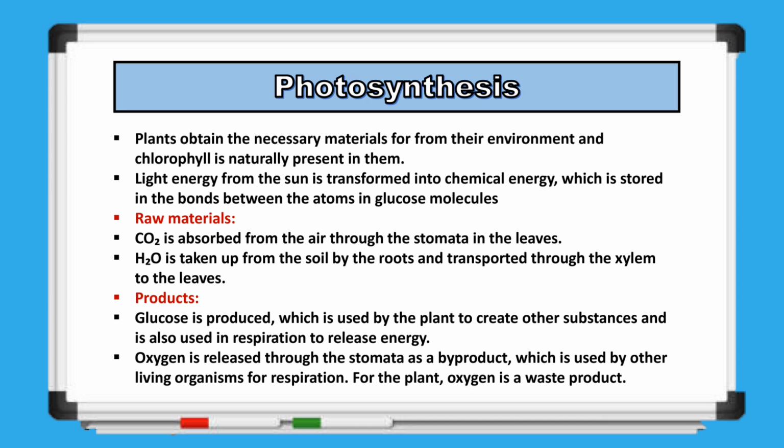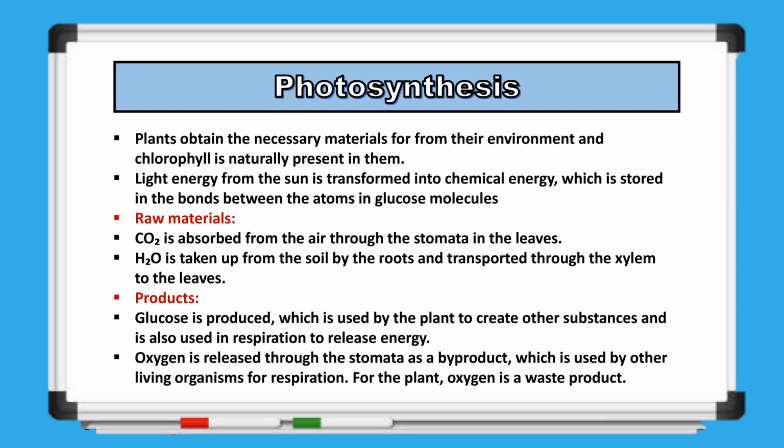Carbon dioxide is taken in from the air through small pores in the leaves called stomata. Water is absorbed by the roots from the soil and transported up to the leaves through vessels known as the xylem. In addition to these raw materials, light energy from the sun is also required. Although light isn't a substance used up in the reaction, it provides the energy needed to drive the entire process.